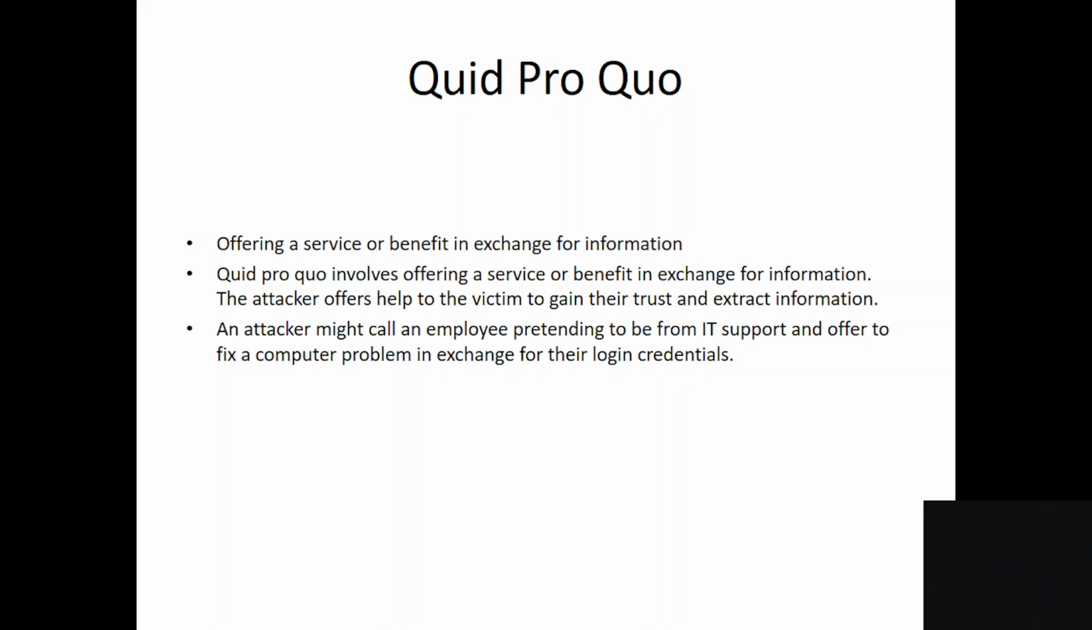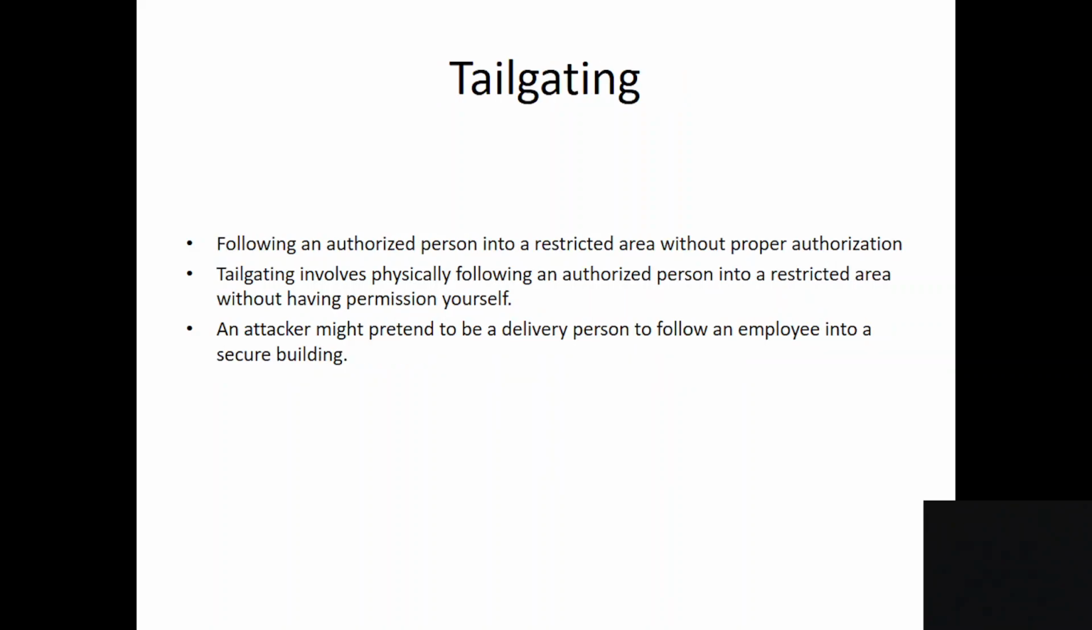Quid pro quo is basically offering a service. An attacker might call an employee pretending to be from IT support and offer to fix a computer problem in exchange for their login credentials. Then there is tailgating. An attacker might pretend to be a delivery person to follow an employee into a secure building.